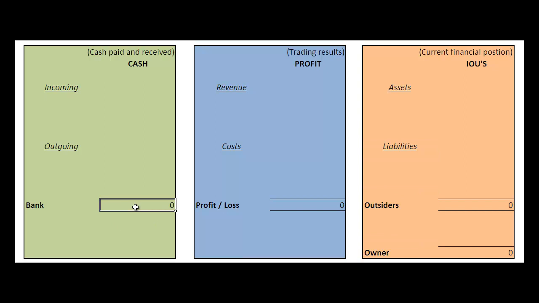Our cash will give us a final bank figure. Our profit record will give us our profit or loss for the particular trading period, and the IOUs will give us our check of our assets and liabilities, or IOUs, to outsiders. We also want to know how much the investment has grown for the entrepreneur, so we also keep track of the owner's investment, which, as we'll see later on, will be a check and balance to the outsider's balance and that of the owner.